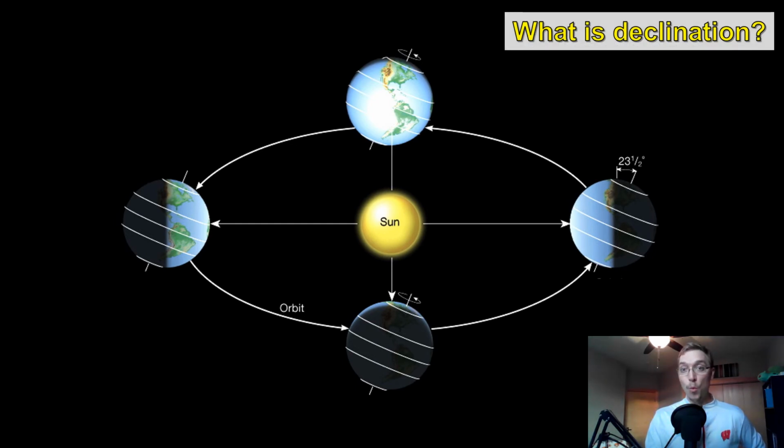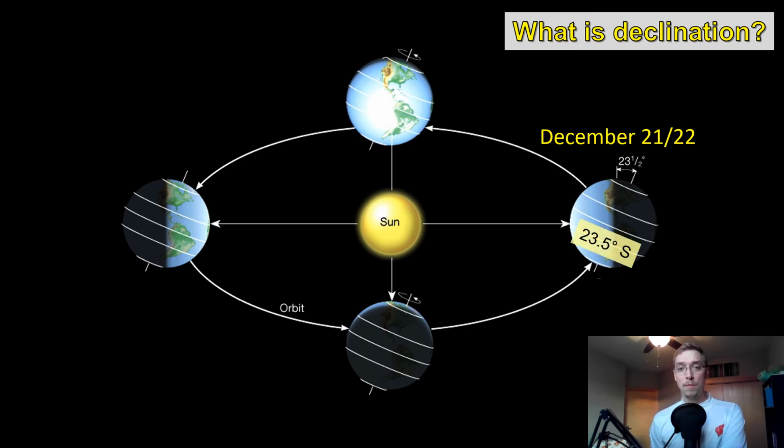All right, so to start, what is declination on December 21st or 22nd, the December solstice? You can take a second to pause if you need to look back at your notes. It's going to be 23.5 degrees south. That is, the sun's rays will be encountering the Earth at a 90-degree angle at 23.5 degrees south during the December solstice. What about the March equinox, 21st of March?